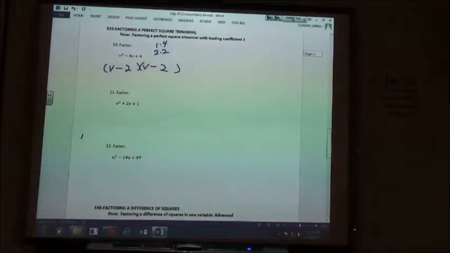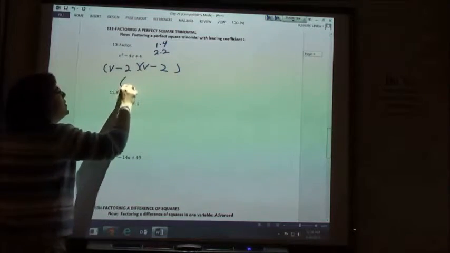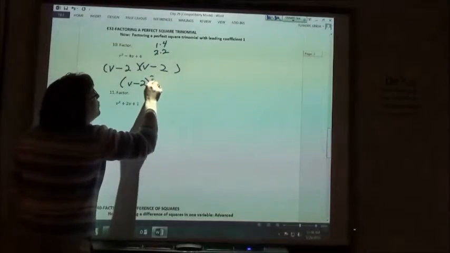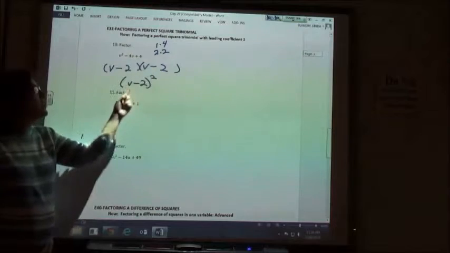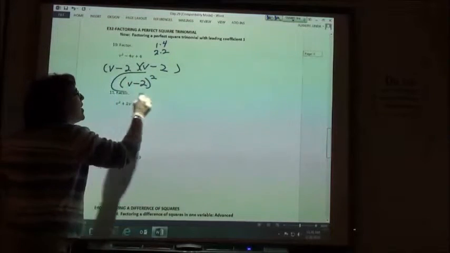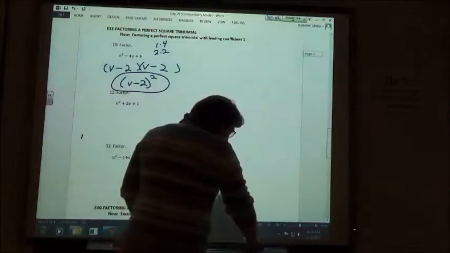Now the reason they call this a perfect square trinomial is you can see when you factored it, you got the same thing twice. So when you enter it in, they're going to have you enter it in as a square. v minus 2 times v minus 2 is the same thing as v minus 2 squared. There's my perfect square trinomial. But on the assessment, you probably won't know that's what it's going to be. So you just factor it the normal way.